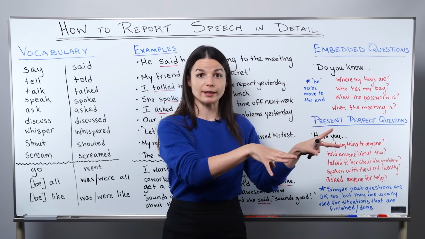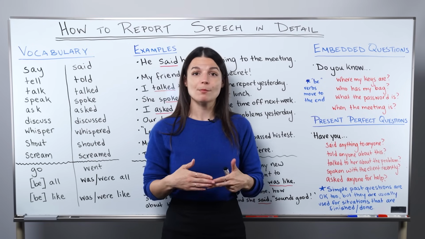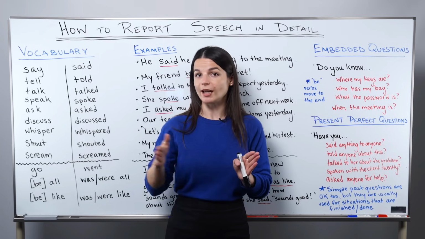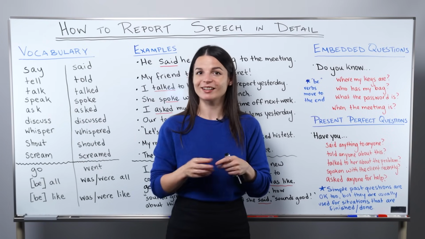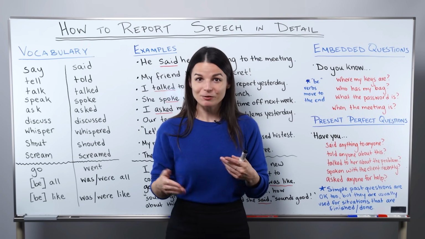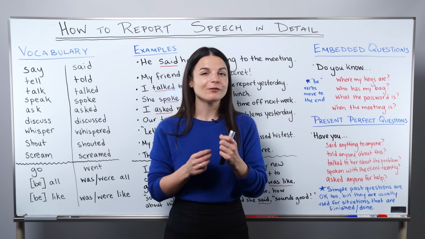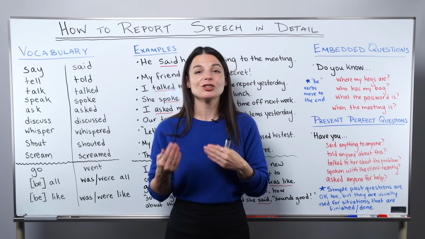Did you sounds like a one-time question. Did you say anything? Or did you tell anyone about this? Sounds like it's over, it's finished. Have you told anyone? Sounds like in this time period and maybe continuing into the future. Have you told anyone about this? Like, do you have any plans to? So these are the subtle, very small differences in feeling that we can get if we just change the grammar a little bit.